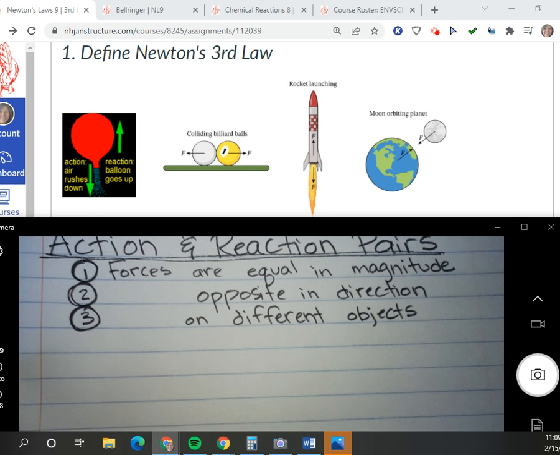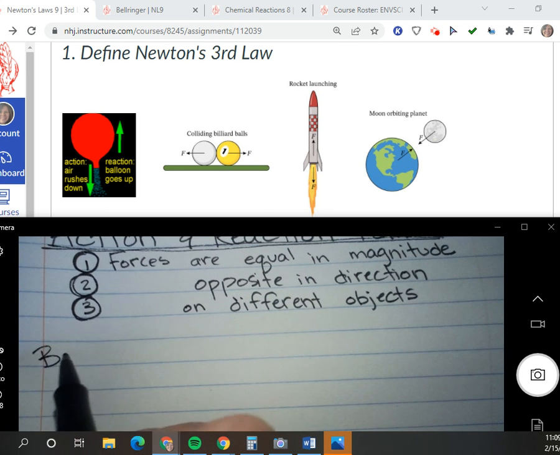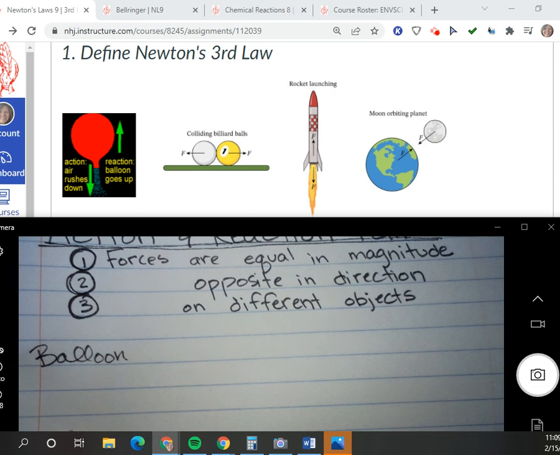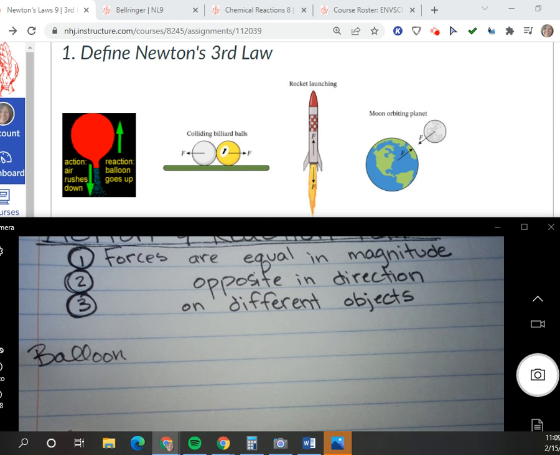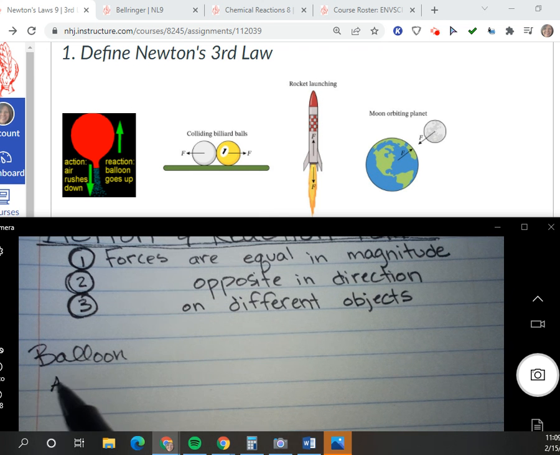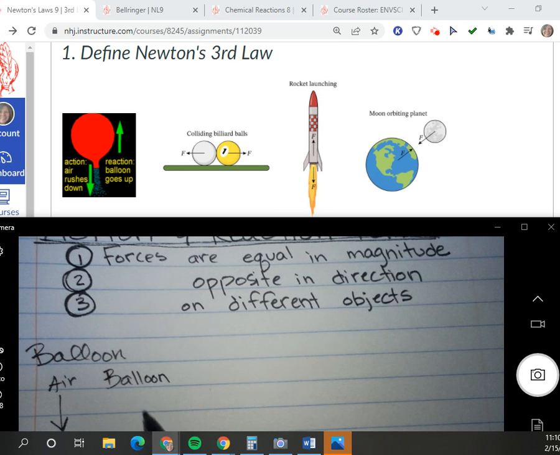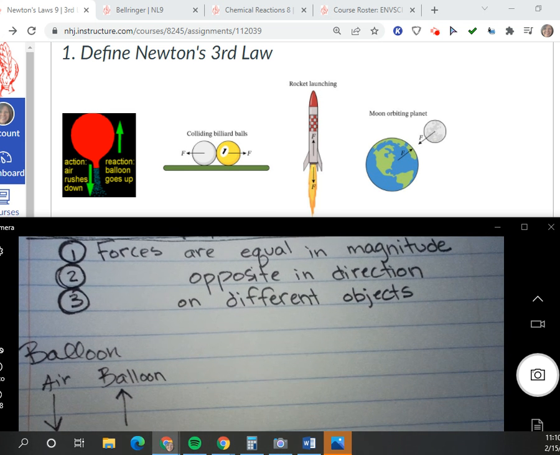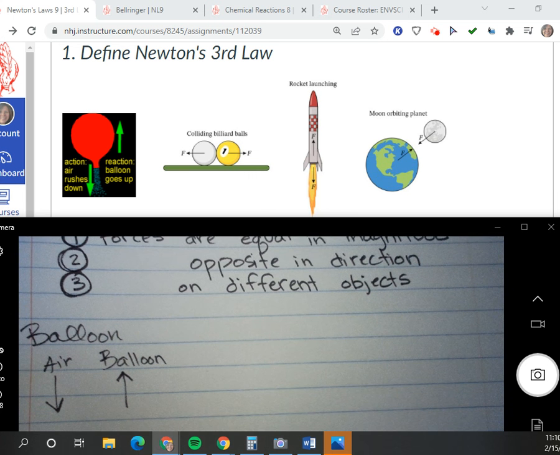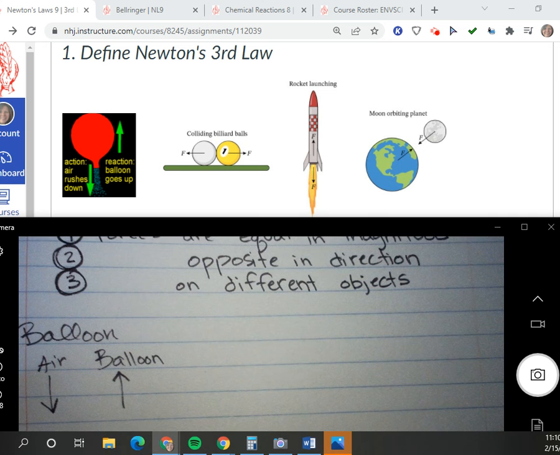We have this balloon. The air rushes out. The balloon, you just let go of the balloon, is going to go the opposite direction of the air. Right? So the air gushes out, the balloon flies off.